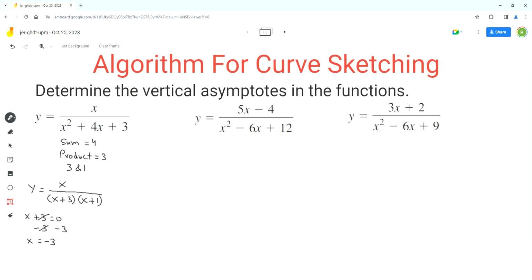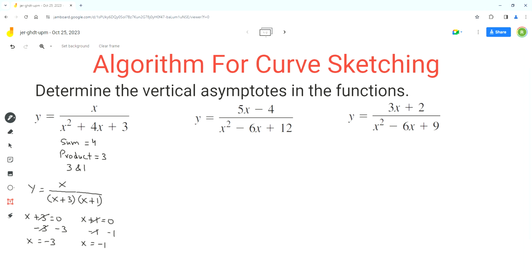So this is the first vertical asymptote in this function. Now we can set the second factor equal to 0 and solve for x. The ones on the left side get cancelled out. So we get x equals -1. So this rational function has two vertical asymptotes at x equals -3 and x equals -1.